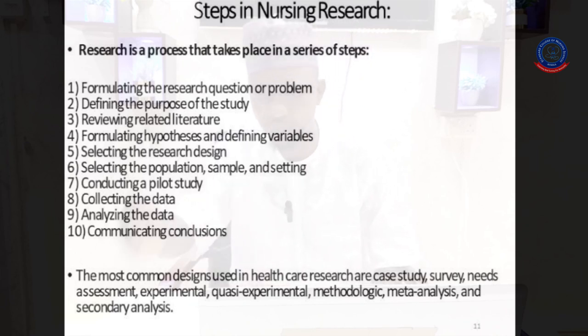The first one is formulating the research question or problem. You have to develop a topic. But before developing that topic, what is the problem you intend to solve? For example, I want to study the effect of, let's say, anti-malaria drugs on patients.